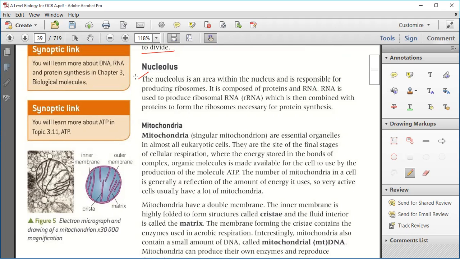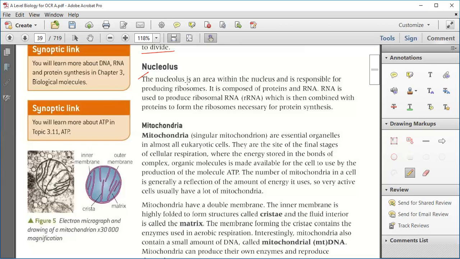I'm again repeating: if the nucleus produces ribosomes, the ribosomes are outside of the nucleus, in the endoplasmic reticulum. The nucleolus produces them, yes, but the ribosomes are outside of the nucleus. So how does that work?